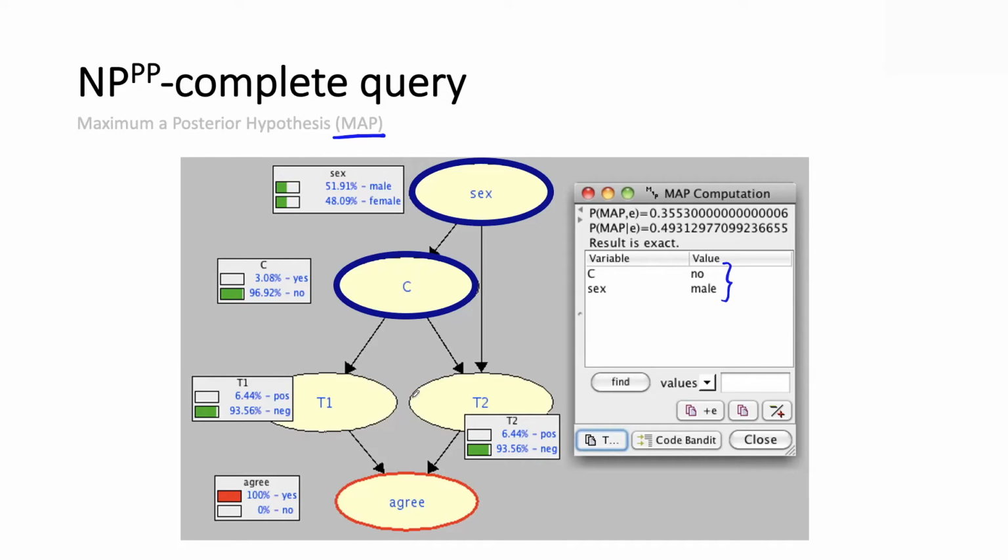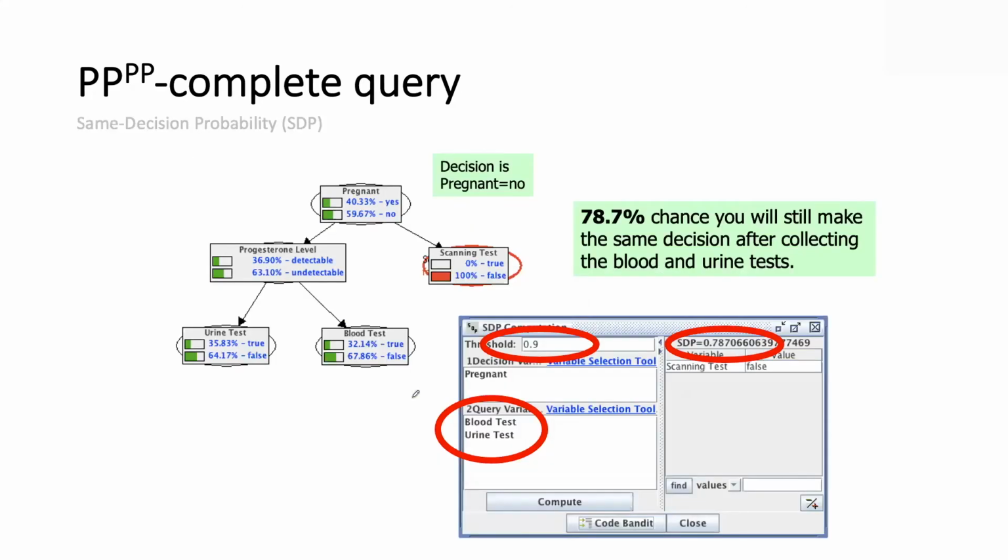Okay, so let me show you the last problem we're going to look at, and that is going to be PP to the PP. That's even harder than this. And it looks like we'll have to end it at that and then look at the prototypical problems and an example reduction next time on Thursday. This last problem is known as the same decision probability, or SDP.